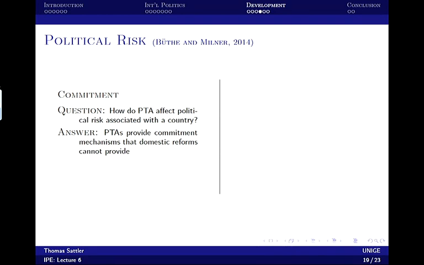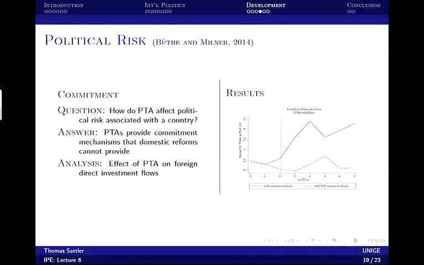If this story is true that I'm telling you, what you should see is that after the signature of an agreement that has an investment clause, you should see more foreign direct investment flowing into that country. So that's what Büthe and Milner are doing. They look at the effect of preferential trade agreements on foreign direct investment flows. So they take all developing countries since 1971, and they look at whether foreign direct investment into these developing countries increases after certain types of preferential trade agreements. That's the key result here.